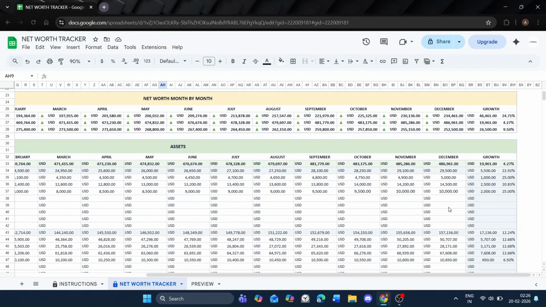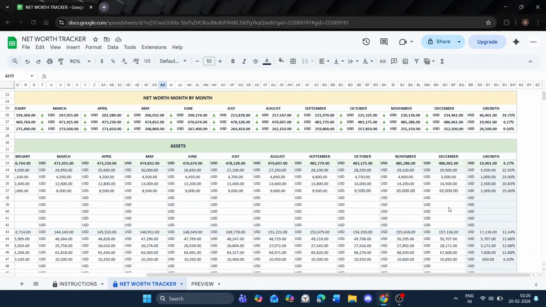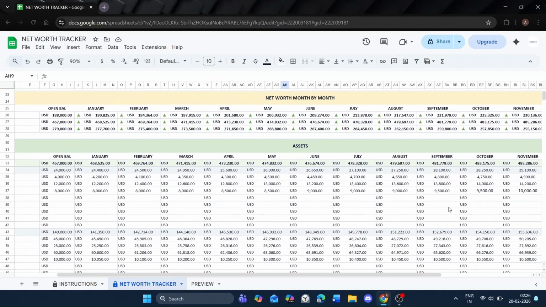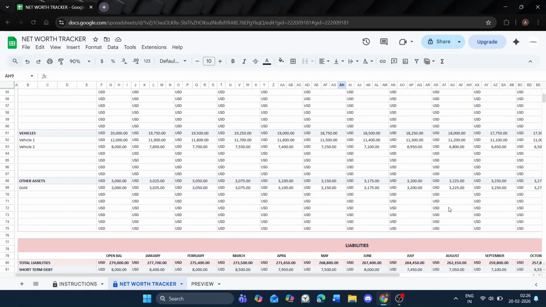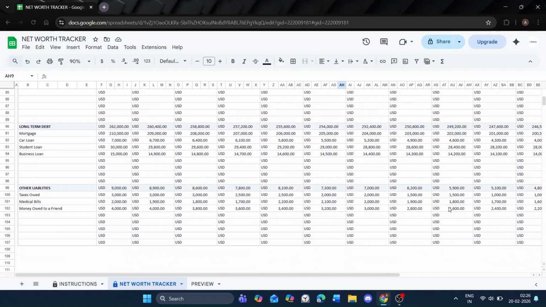So I think this is pretty self-explanatory. This is very simple, straightforward, and you can understand it by just taking a look at it.